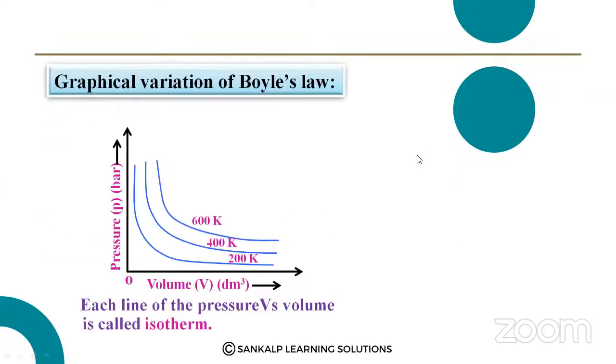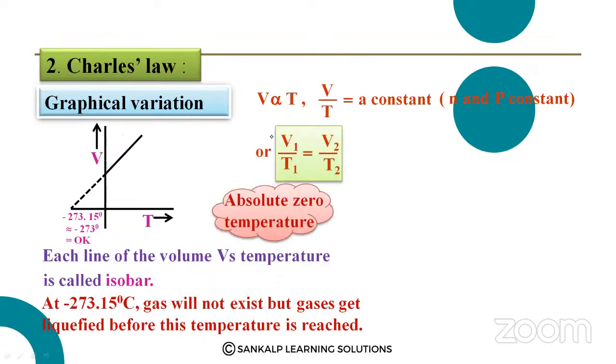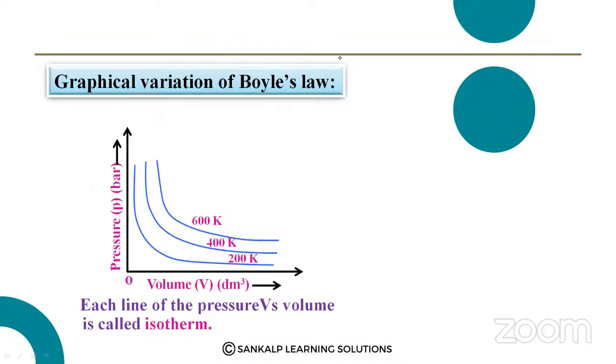So we'll see the graphical representation of Boyle's law. You can see here that pressure is calculated in bar, and volume in dm cube is the unit. So the value of constant for each curve, for each curve there is a value.